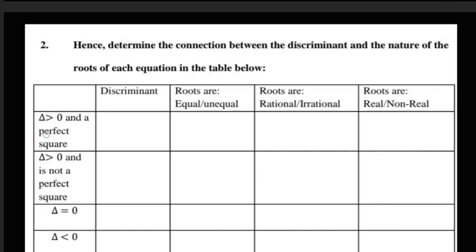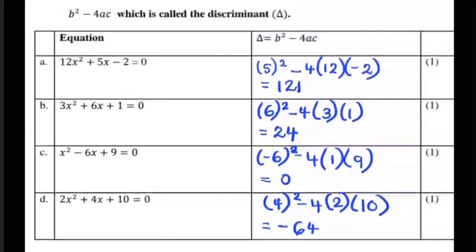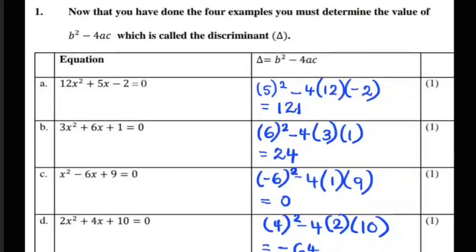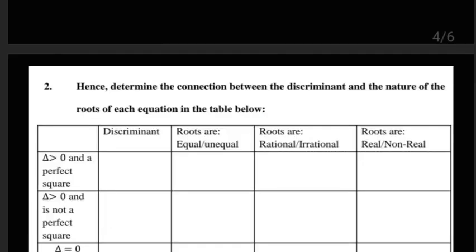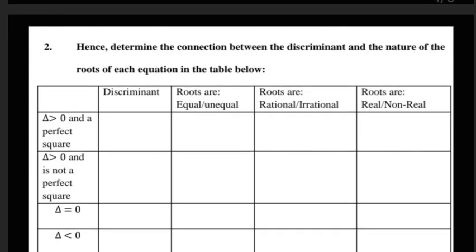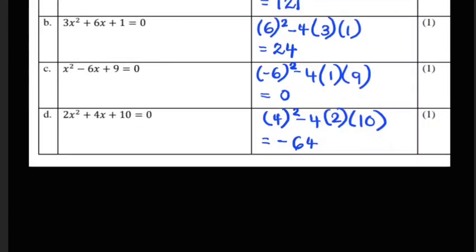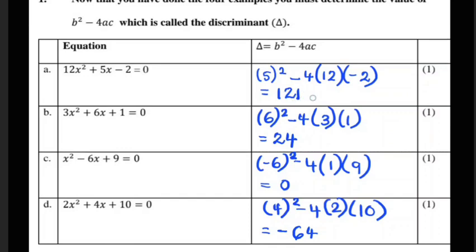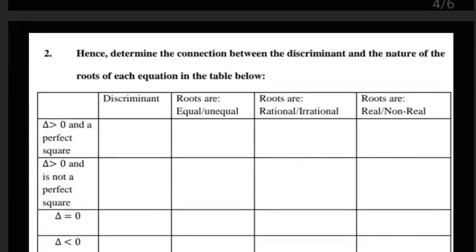So we've got 4 types. We first have the discriminant being greater than 0 and a perfect square. And if we go up to the previous table, the perfect square was actually the first one where we had 121. So the equation that had the discriminant that was a perfect square was actually equation A, and it was 121. So we can fill in that information. Here we can say that it was equation A and it was 121.